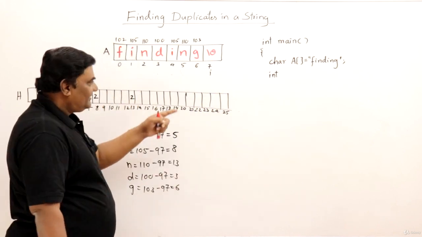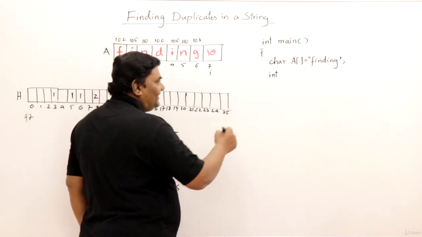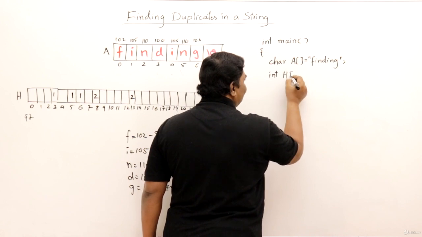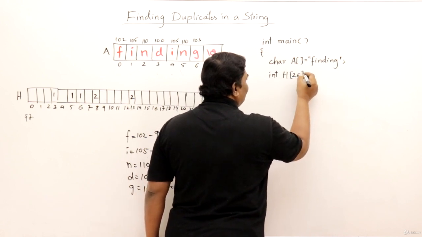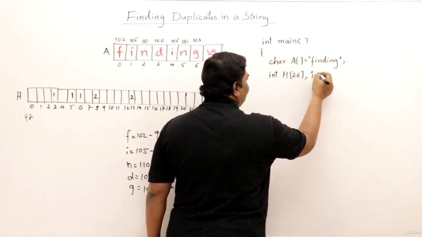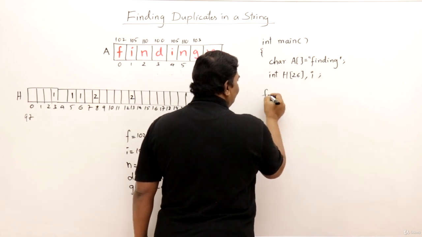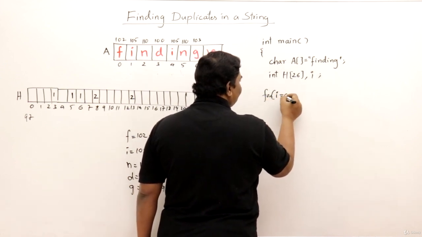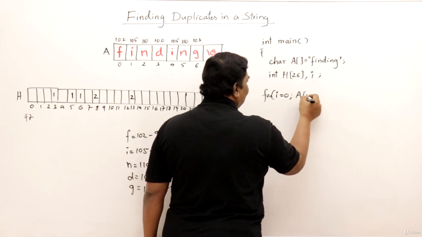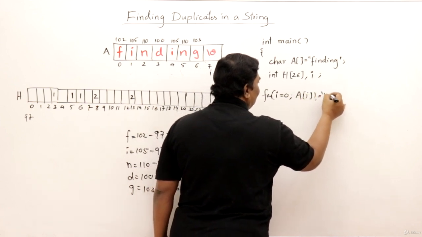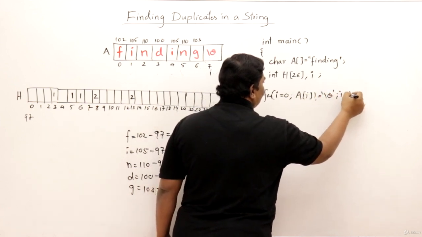So what all we have done, I will write on the same thing here. First of all, I need a hash table H of size 26. And I need i also. Now using a for loop, I will scan through the string: for i assigned 0, A[i] not equal to null character, and i plus plus.